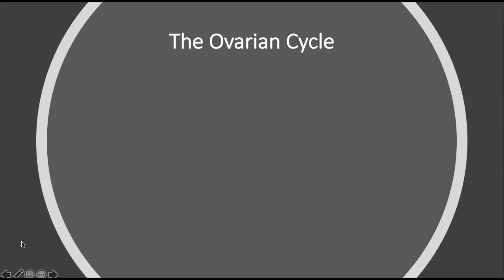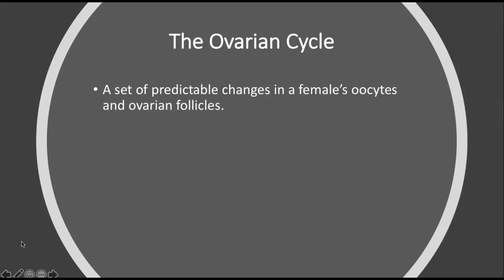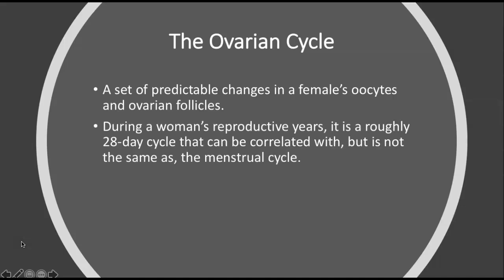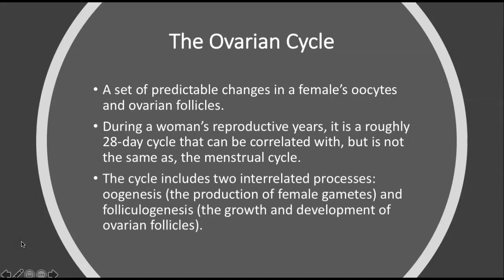Let's talk about the ovarian cycle. This is not to be confused with the menstrual cycle. The ovarian cycle is a set of predictable changes in a female's oocytes and ovarian follicles. During a woman's reproductive years, which is from the beginning of puberty to the end, which is called menopause, it is a roughly 28-day cycle that can be correlated with, but is, of course, not the same as the menstrual cycle. This cycle includes two interrelated processes: oogenesis, the production of female gametes, and folliculogenesis, which is the growth and development of ovarian follicles.